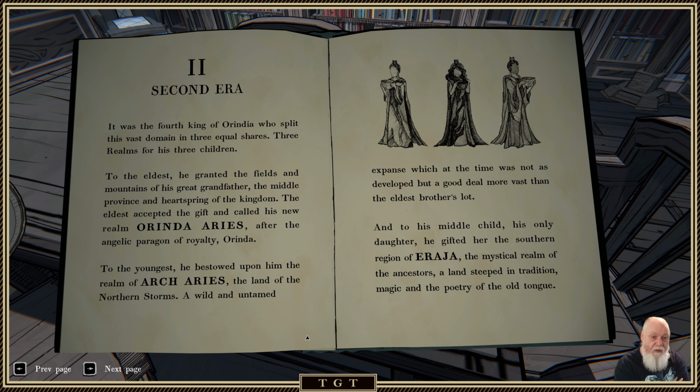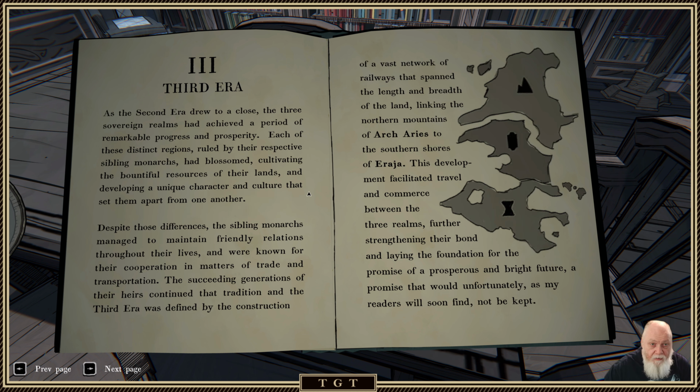Okay. To the youngest, he bestowed the realm of Arch Aries, the land of the northern storms, a wild and untamed expanse, which at the time was not as developed, but a good deal more vast than the elder brother's lot. And to his middle child, his only daughter, he gifted the southern region of Eurasia, the mystical realm of the ancestors, a land steeped in tradition, magic, and poetry of the old tongue. Okay, I'm going to screenshot this and read it.